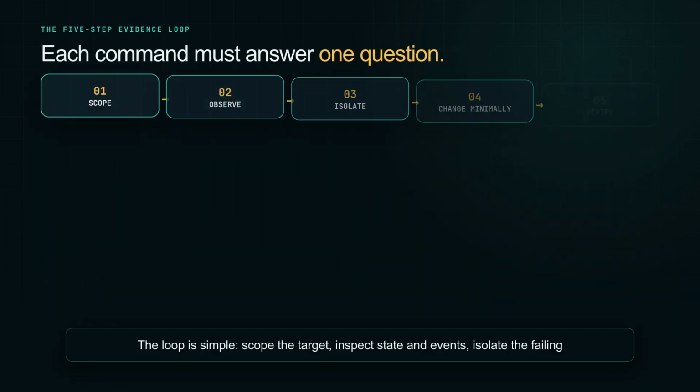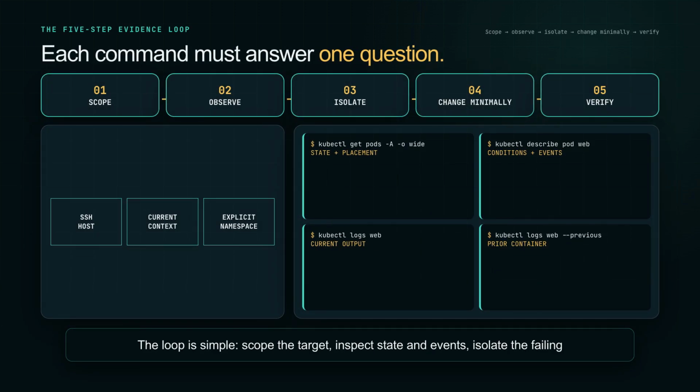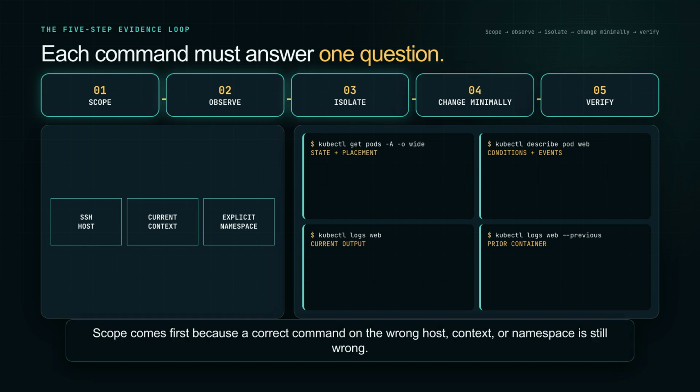The loop is simple. Scope the target. Inspect state and events. Isolate the failing layer. Make the smallest change. And verify the requested outcome. Scope comes first because a correct command on the wrong host, context, or namespace is still wrong. Confirm the designated SSH host, run kubectl config current-context, and name the namespace explicitly.